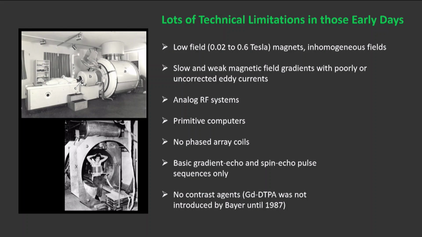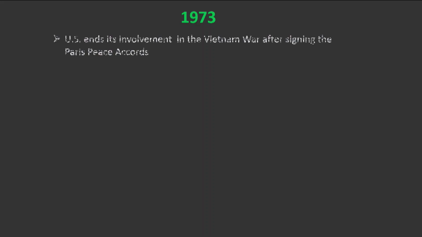We didn't have digital RF systems. I think back then, I don't even know if we had Apple II computers yet. No phase array coils, very basic pulse sequences, and no contrast agents until 1987. So a primitive landscape. Now, 1973 was an interesting year historically.